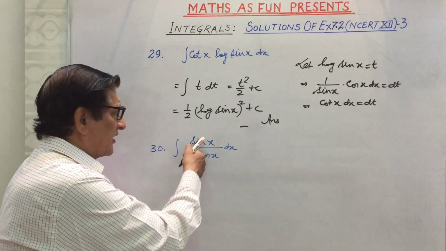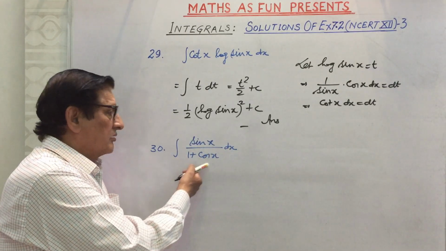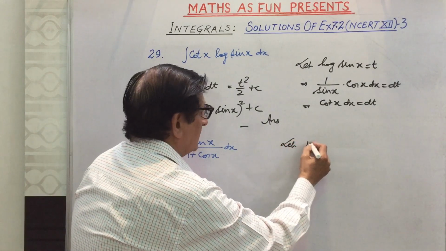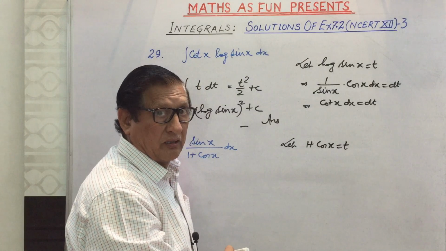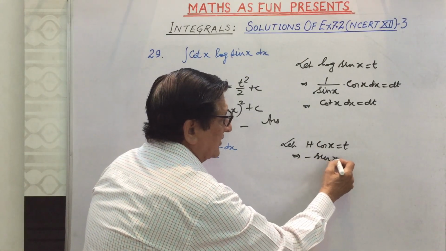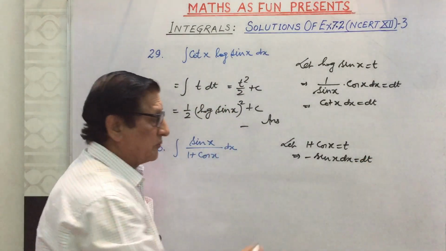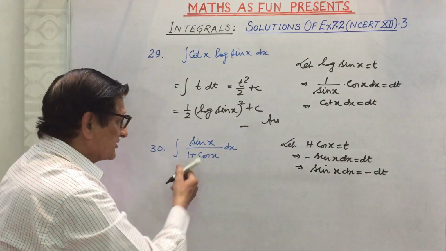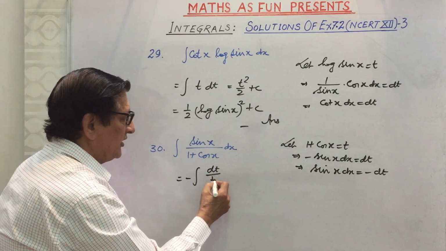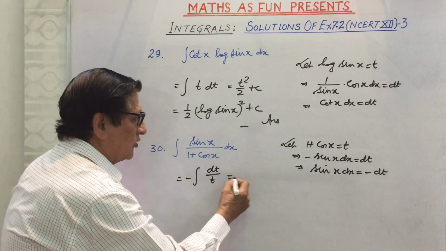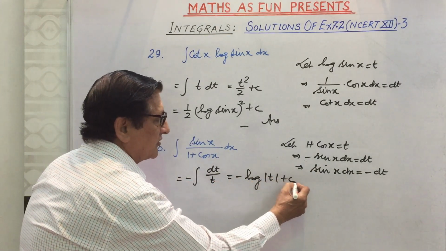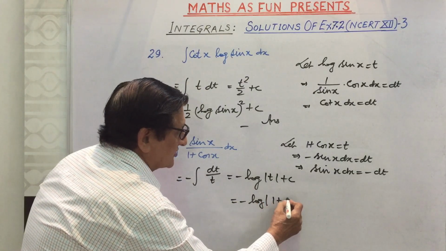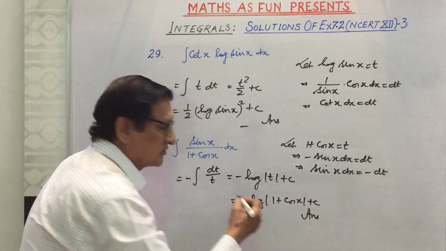30th question here is integral of sin x upon 1 plus cos x. Easily we can see that derivative of cos x is minus sin x, so we can take this function as t. We can consider 1 plus cos x as t. Differentiating with respect to x, we get minus sin x dx equal to dt. It means sin x dx will be equal to minus dt. Applying this here, we get minus dt upon t. And we know the integral of 1 upon t is log of t. So this becomes minus log of t plus c. Applying the value of t, we get here minus log of 1 plus cos x plus c, which is the answer to this particular problem.